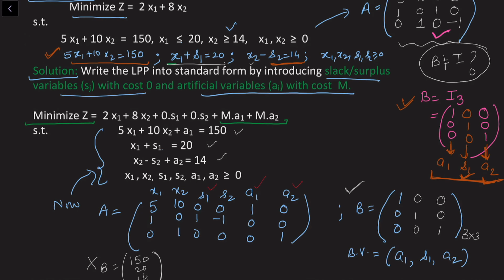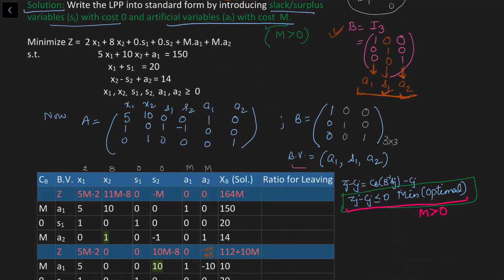If this objective function is maximization, then we need to consider the cost as minus M. Notice that this M is a high penalty, so it is always strictly greater than 0. We are now keeping the basic variables in the first simplex table. You can see that I have written the basic variables in the same order, A1, S1, A2, as the first basic feasible solution, and they correspond to 150, 20, 14, which is the right hand side of the equation.